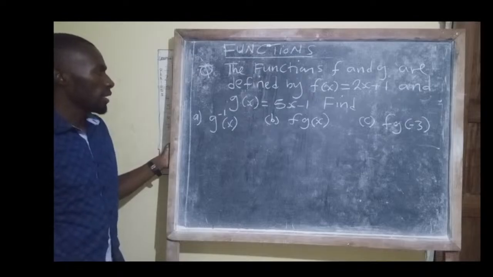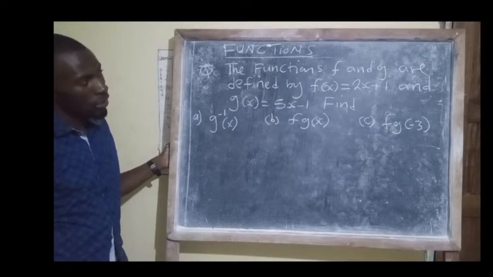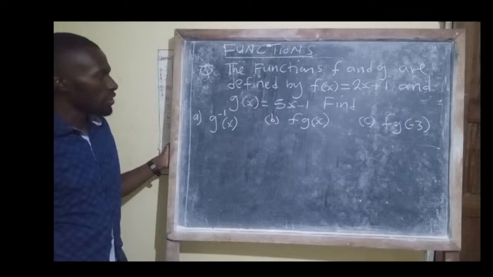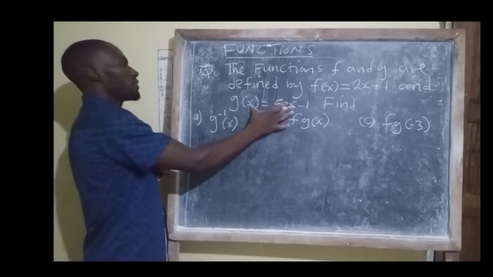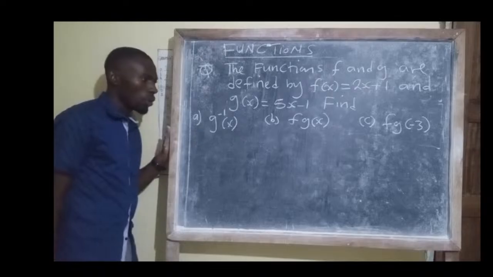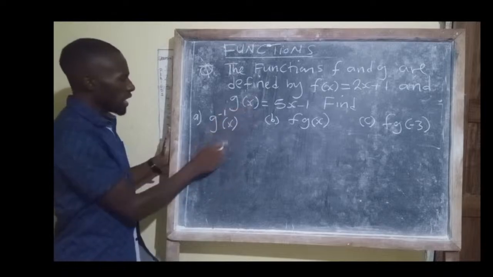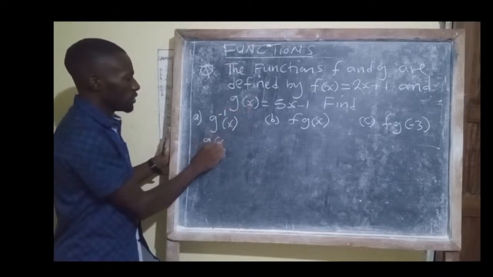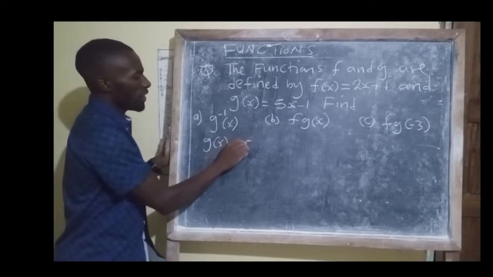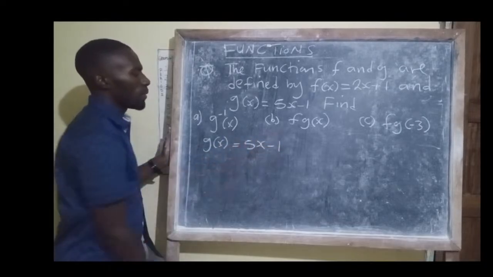So the question here reads: the functions f and g, these are two functions, are defined by f of x is equal to 2x plus 1 and g of x is equal to 5x minus 1. Find g inverse of x. So they want you to find the inverse of this function. When you are finding the inverse, what are you supposed to do? This is our function here, which is g of x is equal to 5x minus 1.